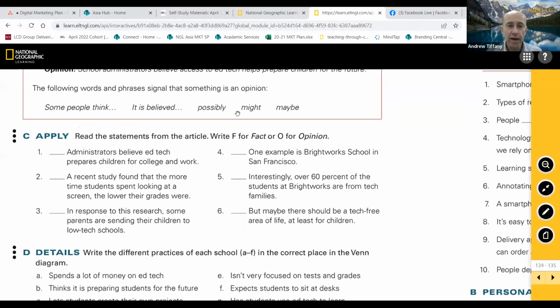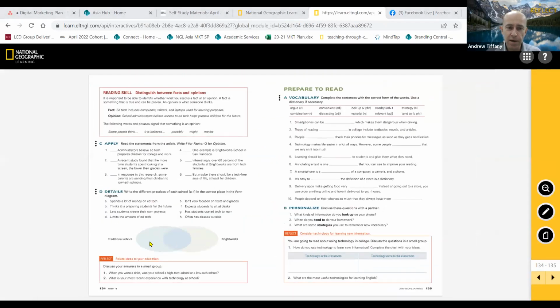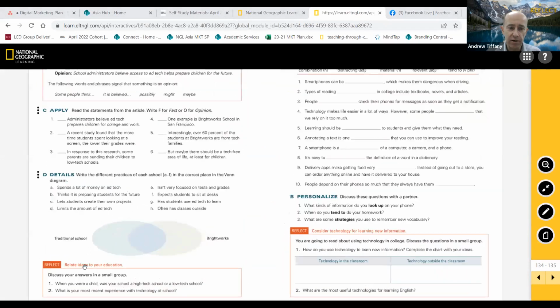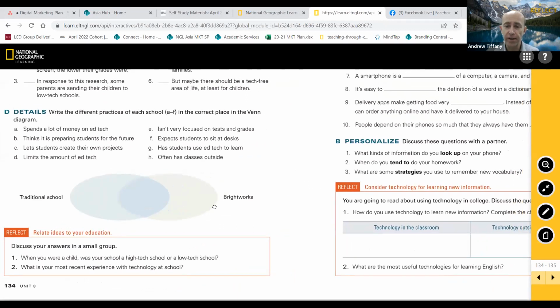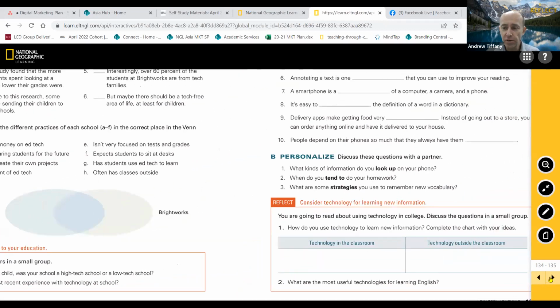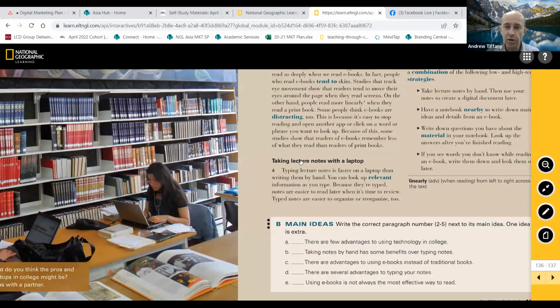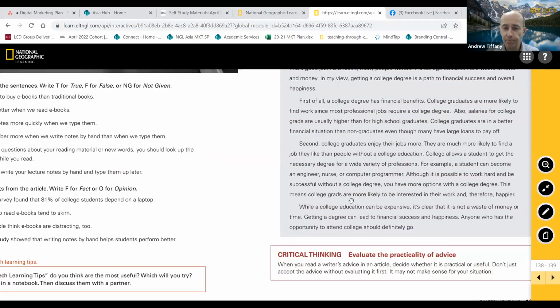Okay, now we are running out of time, so I am skipping through here a little bit more quickly. You can see we've got some more activities, Venn diagrams, relating ideas to your own education, reflecting back on your own childhood and looking at things there. This is one of the features of this program, reflecting on your own situation. But what I want to do is jump through. I'm going to skip over the next reading entirely, and we're going to look at writing really, really quickly.